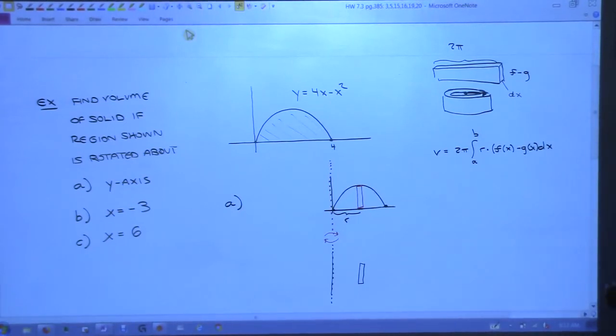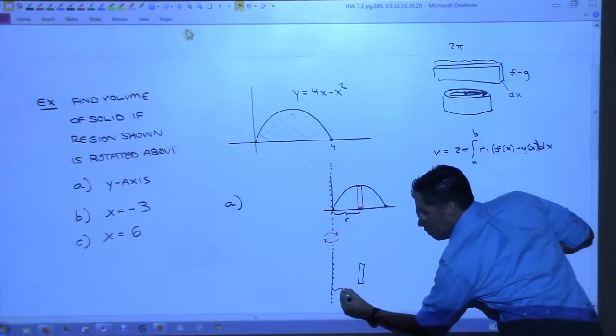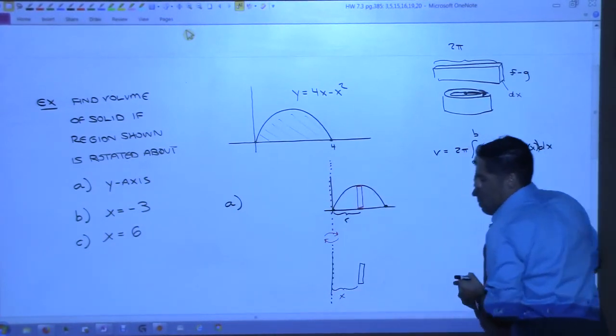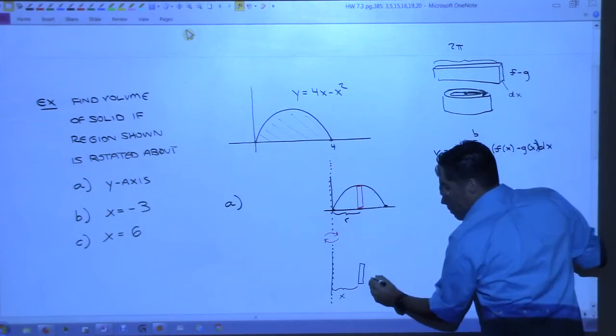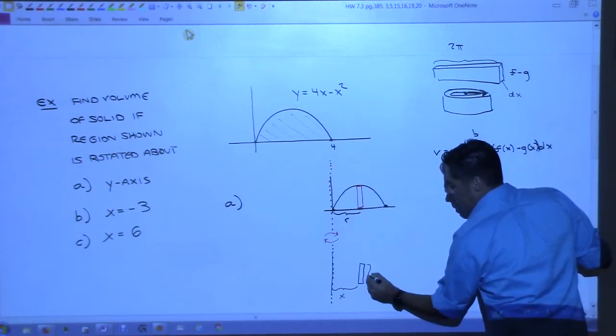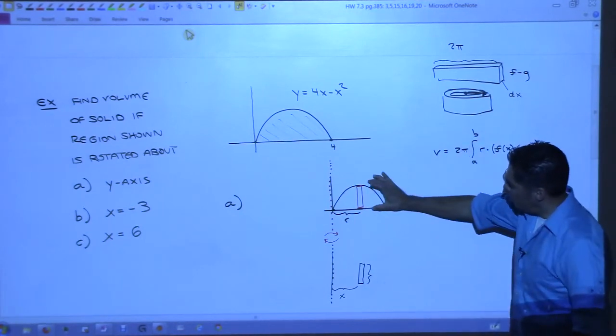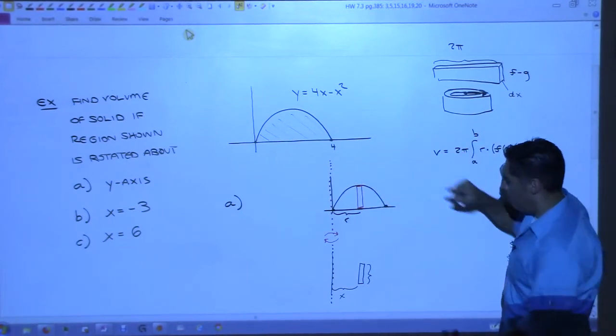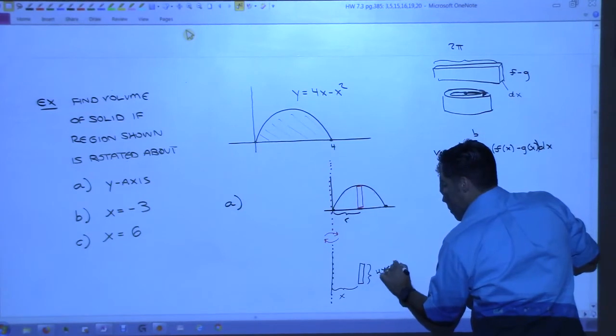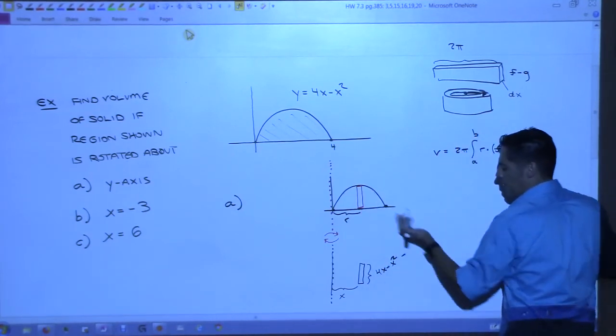Okay, so that's our formula. Does this make sense? Can we do this then? Are we ready to set up the formula for this? I mean, we can see that from here to here is x, right? And we can see the top minus the bottom. What's this side? What's our top function? That's 4x minus x squared, right? And then minus what? What's the bottom function?